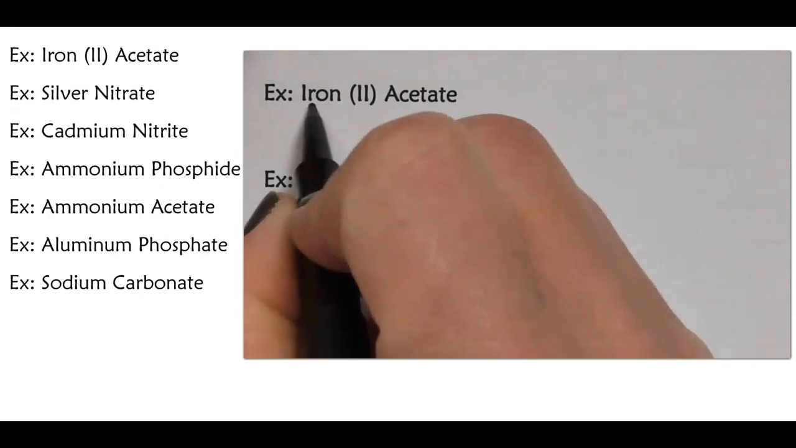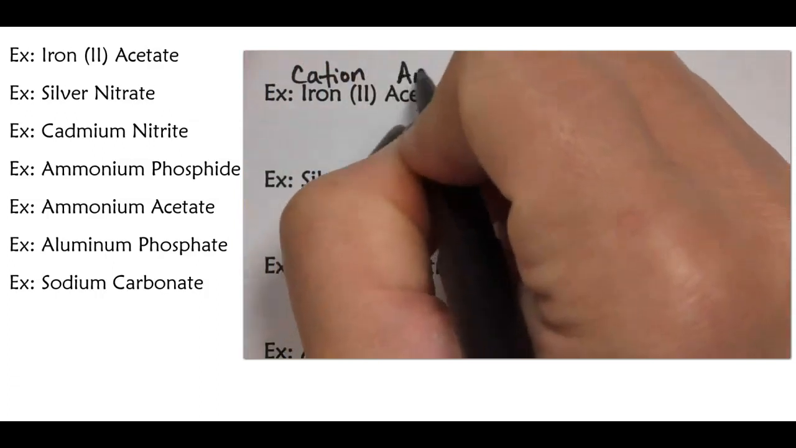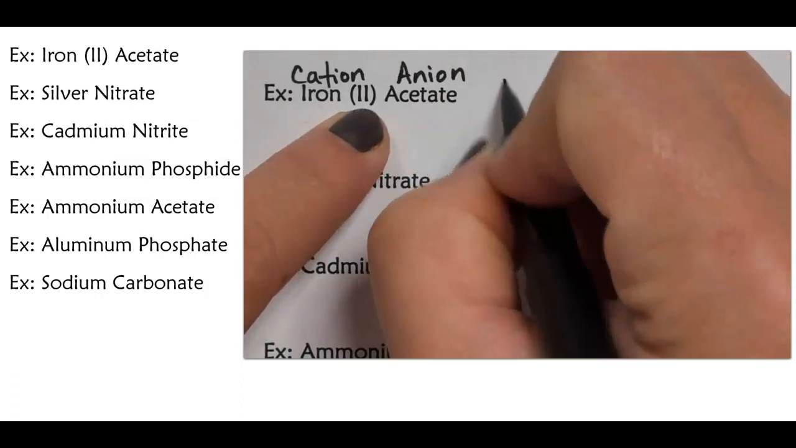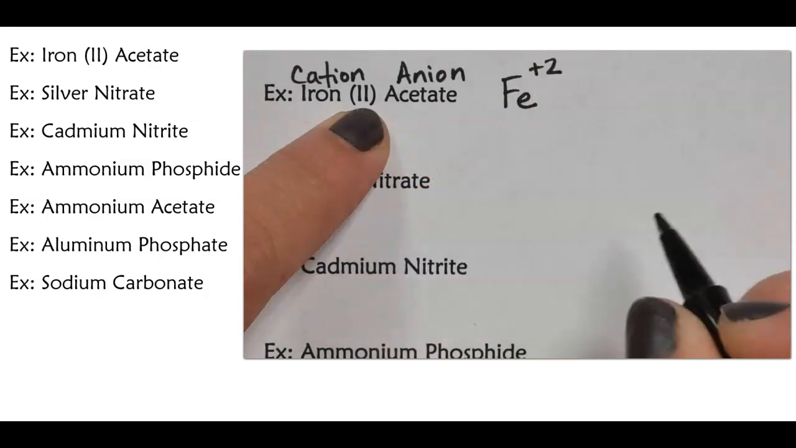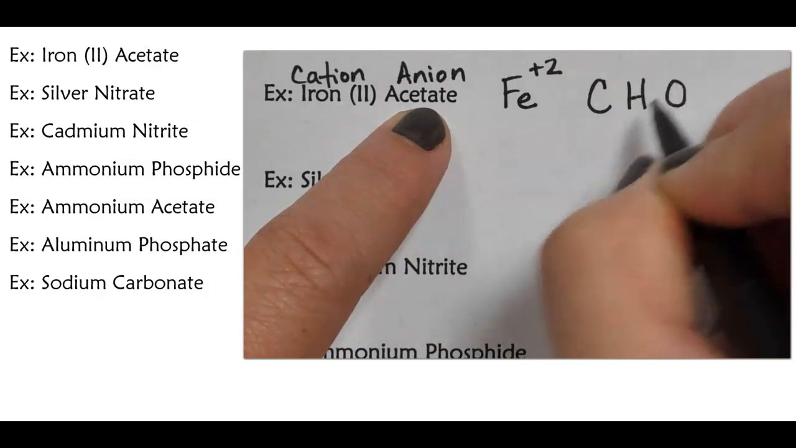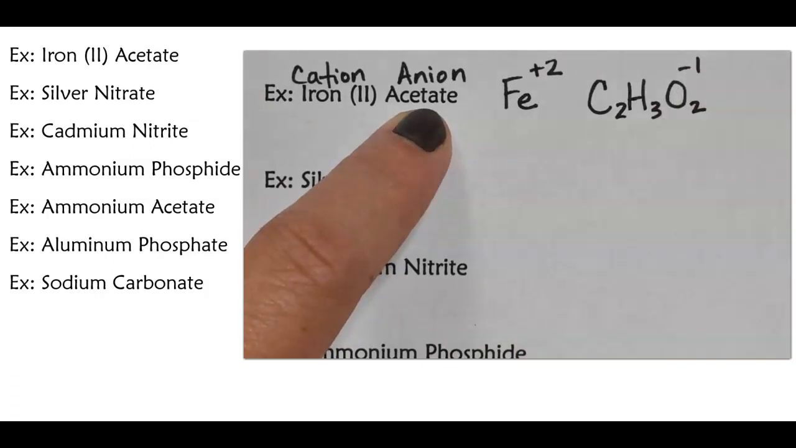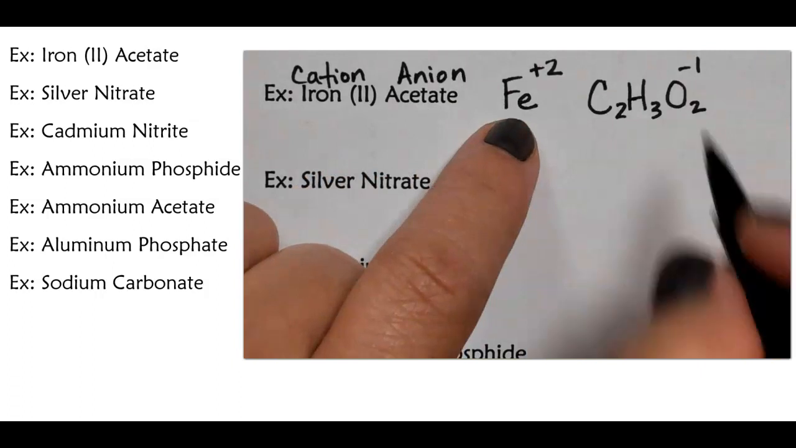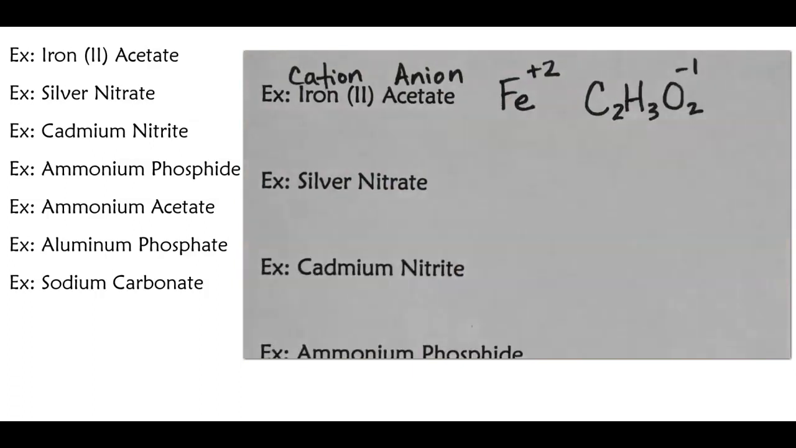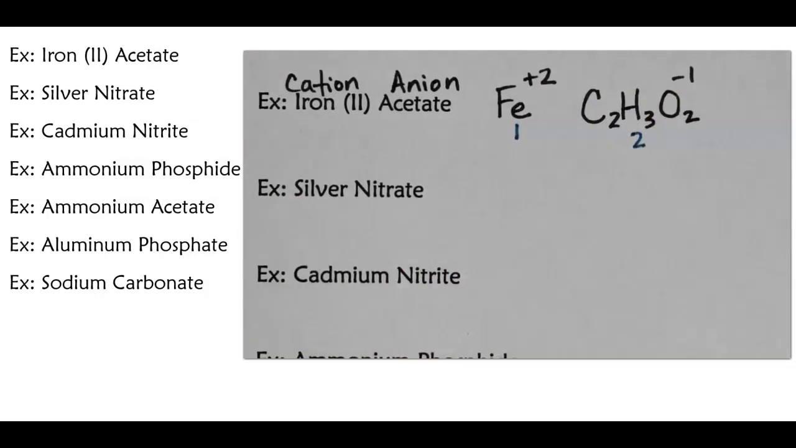Iron(II), iron with Roman numeral 2, is our cation, and acetate is our anion. Cations always come first, anions always come second. Iron(II) is going to be Fe with a +2 charge, and acetate is going to be C2H3O2 as our subscripts, and has a charge of -1. So I need to balance the charges now. It's going to take 2 of these -1s to balance out 1 +2. So I'm going to need 1 iron, and I'm going to need 2 sets of the acetate.